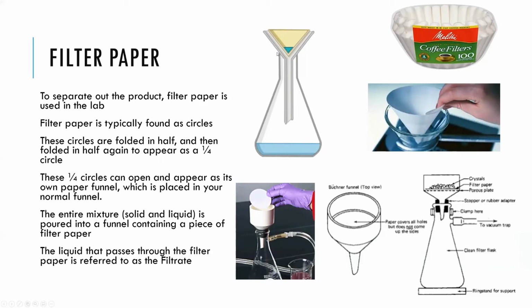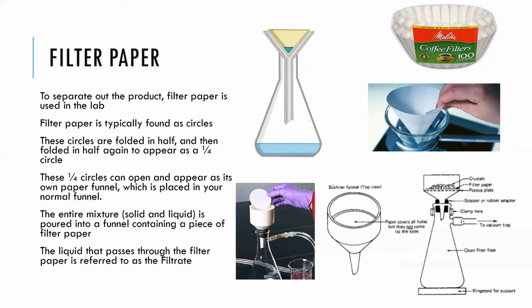And when you have a piece of filter paper, you can pour a mixture of both solid and liquid in the top of the filter paper. The solid will remain inside the filter paper and the liquid will pass through. Any dissolved ions will also be able to pass through that filter paper and will be inside the liquid that comes out the bottom. The liquid that comes out of the filter paper is called the filtrate.